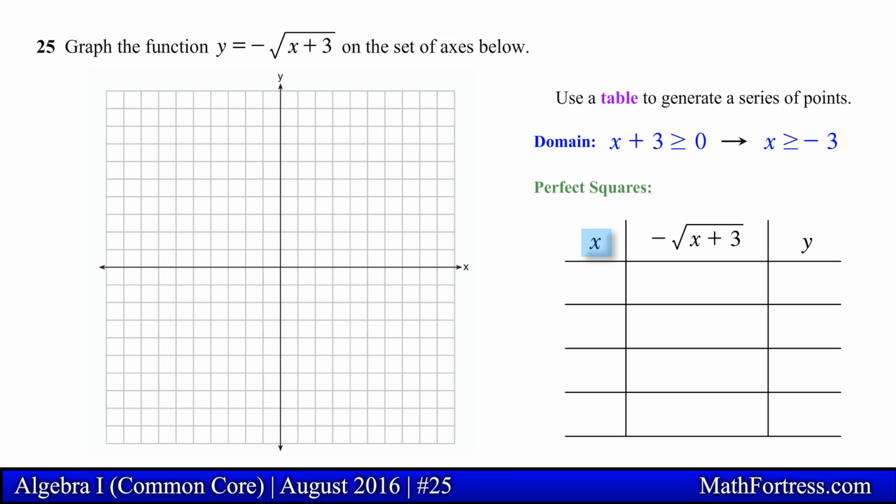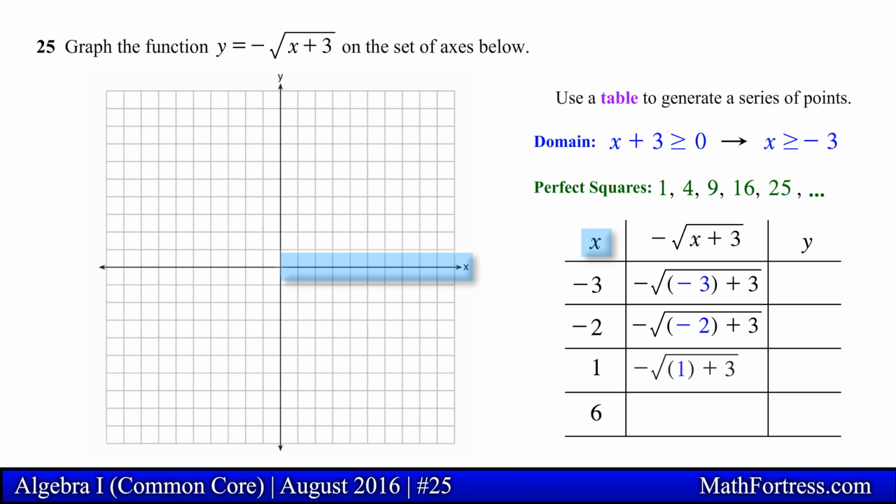Typically, it is best to choose values of x that allow us to take the square root of perfect squares, like 1, 4, 9, 16, 25, and so on. This way, we can evaluate the function with relative ease. For this problem, let's evaluate the function at x equals negative 3, negative 2, positive 1, and positive 6. If we had more room, we could also evaluate the function at x equals 13, but the first 4 values are more than enough. Evaluating the function at these values, we obtain the following outputs.